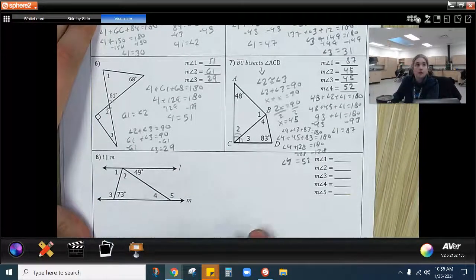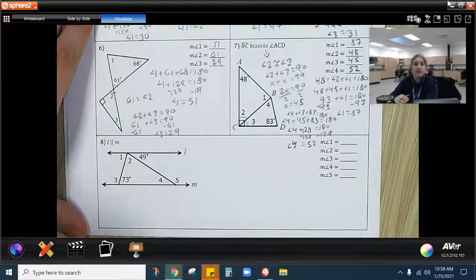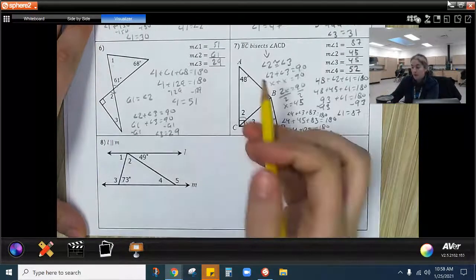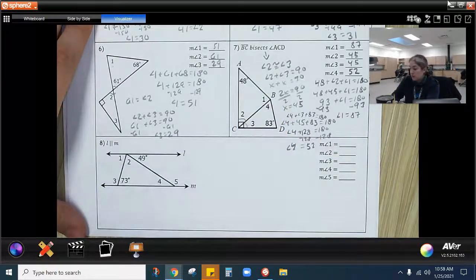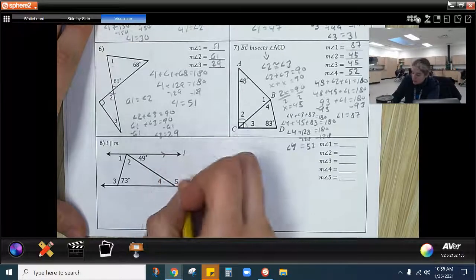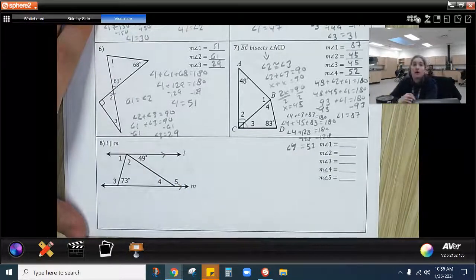All right, this one is the next one right here. And it says L is parallel to M. If you know it, mark it. You saw me do that with the bisect up here, right? I marked that those angles were congruent with my one tick mark. So that means I need to put my little arrows here so I know that they are parallel.